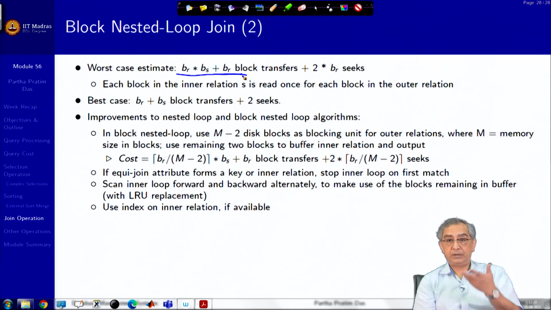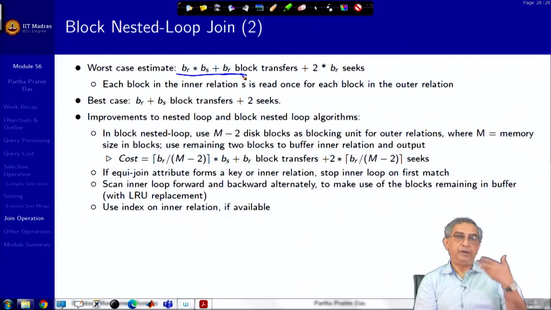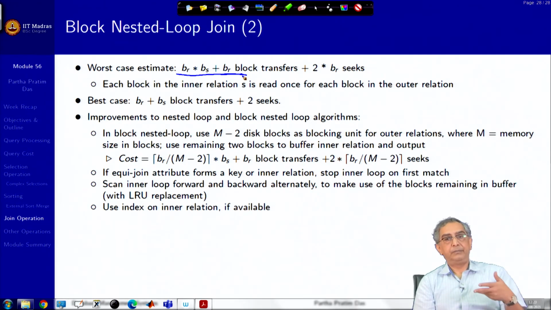Right. This is quite understandable. BR times BS, because the smaller one will have to be done every time. You have to bring the blocks of the inner relation, not the smaller relation, the inner relation, as many times as there are blocks in the outer relation.